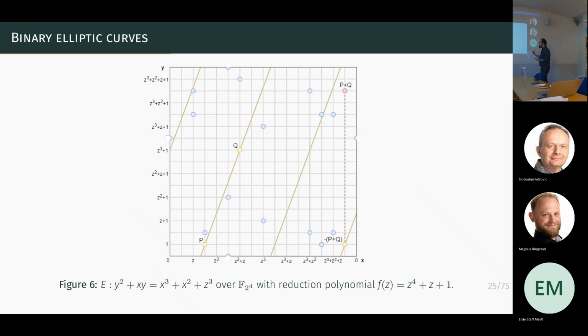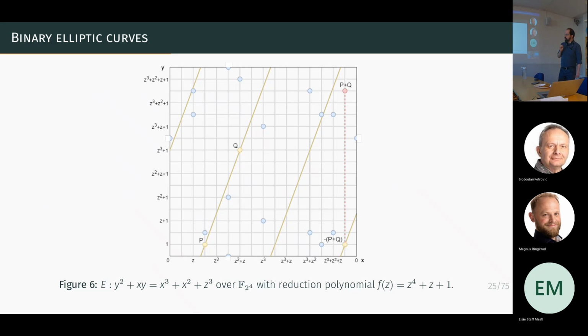And again, if you do the same thing now with a line over that field, the group law is still the same. You trace a line through P and Q, reduce modulo F. This intercepts the curve in some point that you can negate and then find the result of point addition.